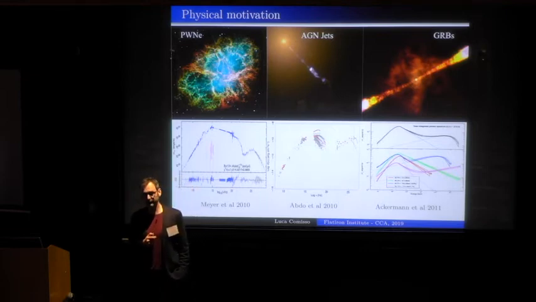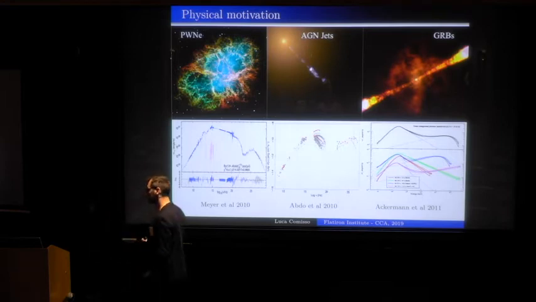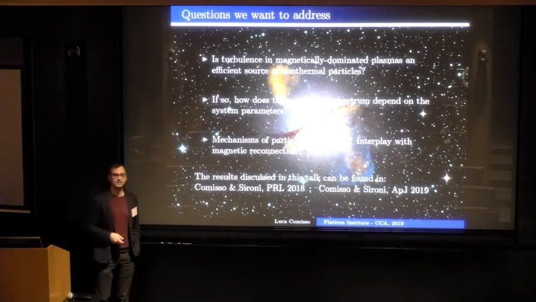A natural thing is to look at turbulence. Why? Because these environments are likely to be turbulent. We are not directly there to measure the fields, but we can infer from the plasma parameters and some indirect measurement that they are turbulent. So it's a natural link to see what are the consequences of turbulence in accelerating particles.